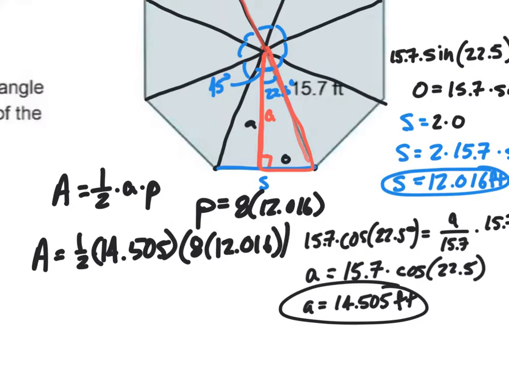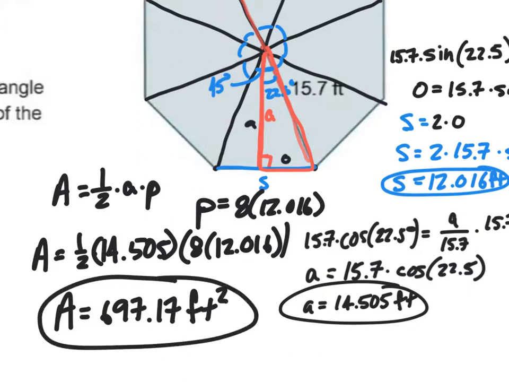So let's plug all that into the calculator. I'm going to do 0.5 times 14.505, times 8 times 12.016. So I get a total area now of 697.17 feet squared. All right, and that's rounded to 2 decimal places.